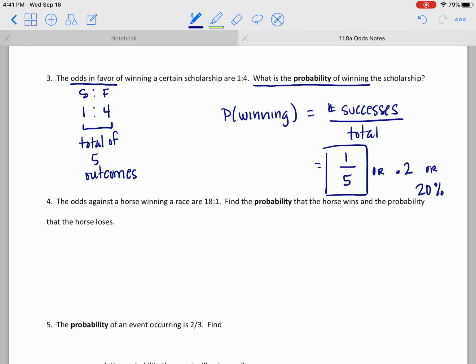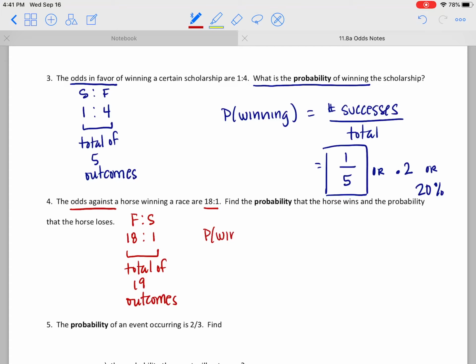Okay? How about the next one? We have the odds against. Odds against are going to be failures and then successes. So the odds against a horse winning a race are 18 to 1. So 18 failures to 1 success. That is a total of 19 outcomes. Okay, so this one says, what's the probability the horse wins and the probability the horse loses?